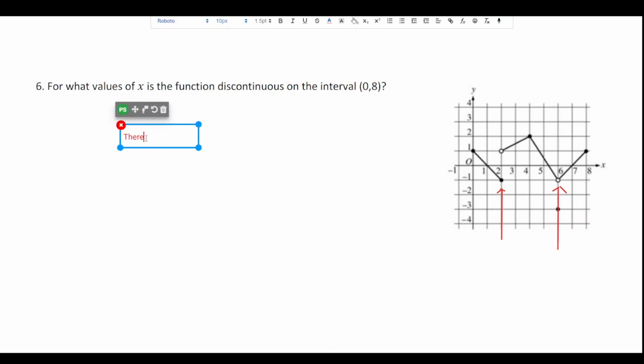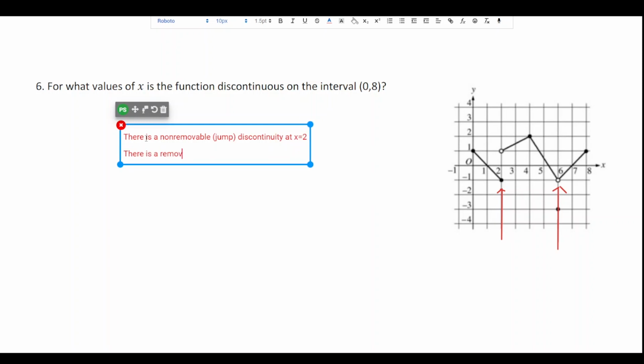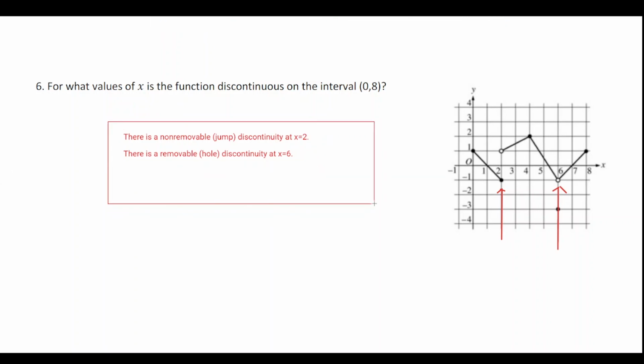And so I'll say there is a non-removable, and this non-removable, I'll call it a jump, discontinuity at x equals 2, and there is a removable, I'm going to call that a hole, discontinuity at x equals 6. And those are going to be the only 2 discontinuities we have here on this interval from 0 to 8.